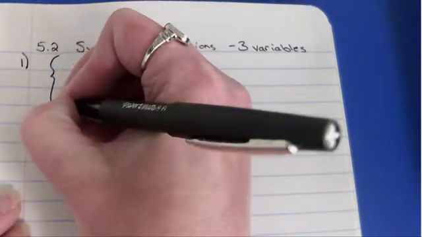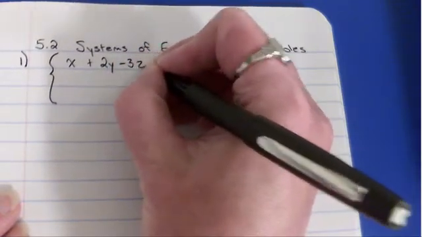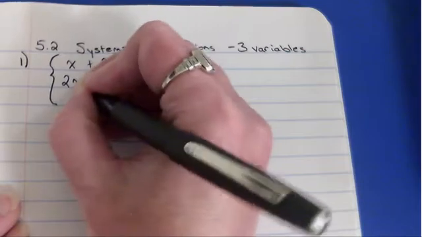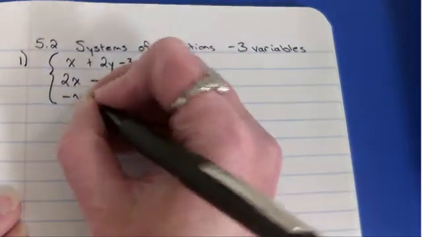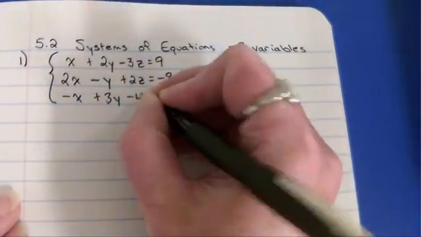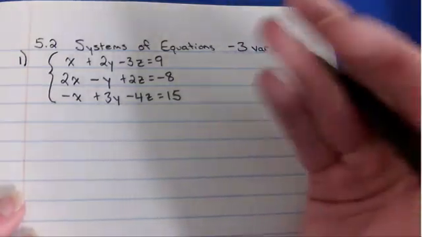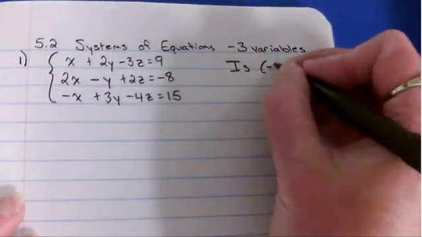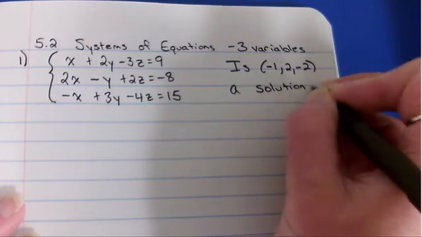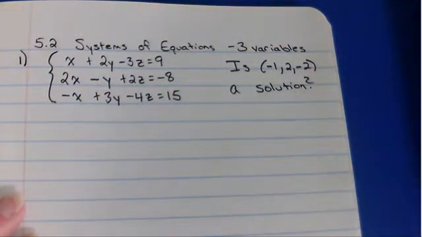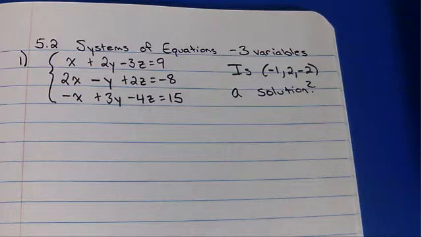So here's an example of what a system of 3 variables would look like. And you might be asked if a certain point is a solution. So is this point a solution? Well, how do I know if a point is a solution to a system? Well, that means it works on all 3 equations. So if I plug that point in, it'll work.